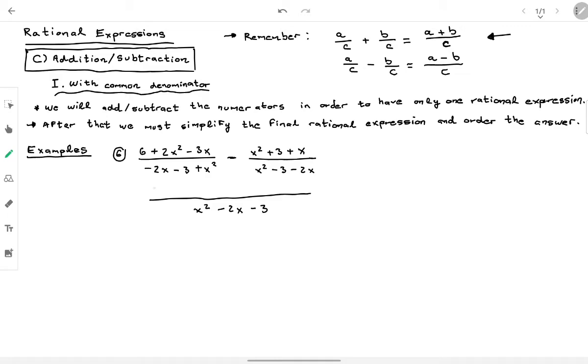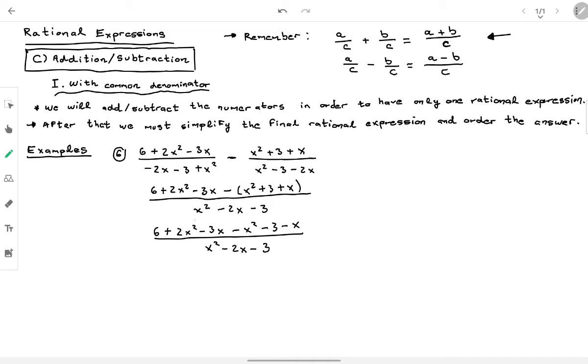What will happen on the numerator part? 6 plus 2x squared minus 3x minus all of them, x squared plus 3 plus x. Remember, everything after the minus sign will change the sign. So it's going to be 6 plus 2x squared minus 3x minus x squared minus 3 minus x, all of it divided by x squared minus 2x minus 3.